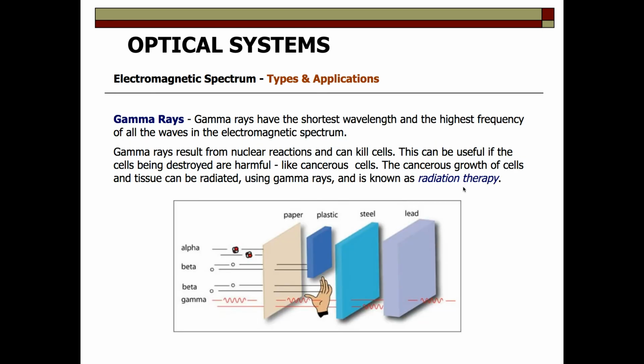Okay, so gamma rays would be your most powerful. And of course, if you're familiar with the origins of the Hulk, this is basically what created the Hulk. It's the shortest wavelength and also the highest frequency and also the most energetic. And it results from nuclear reactions and it can kill cells. So it may be used in destroying cancer cells. Okay, so basically we can use radiation to destroy those cancer cells in radiation therapy.